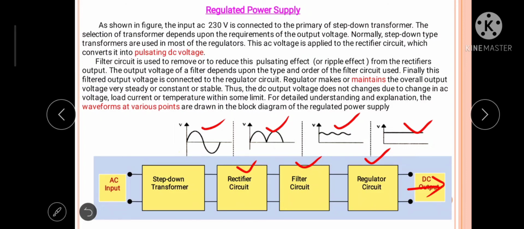So this is all about unregulated and regulated power supply. To speak frankly, regulated power supplies are used in most electronic circuits rather than unregulated power supply. And particularly for regulation purpose, ICs are used in regulated power supply.